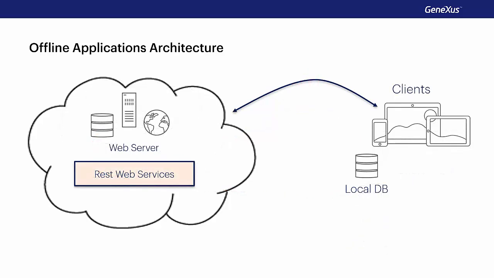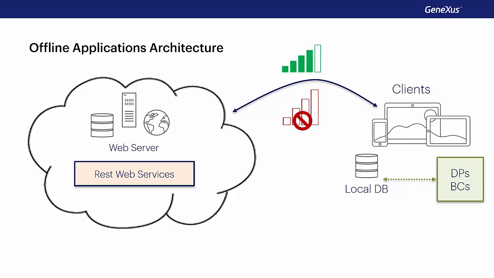In offline applications, in addition to a local database, all the programs, data providers, and business components used to obtain information from the central database are required. Now, they should be programmed in the languages for smart device platforms, so that they can access the local database. From now on, regardless if there's an internet connection available, the application will always work on the local database.